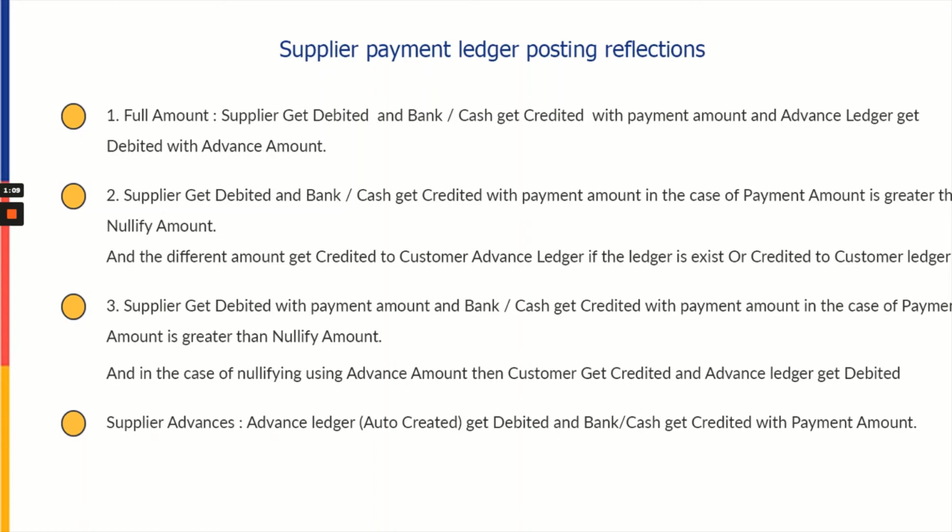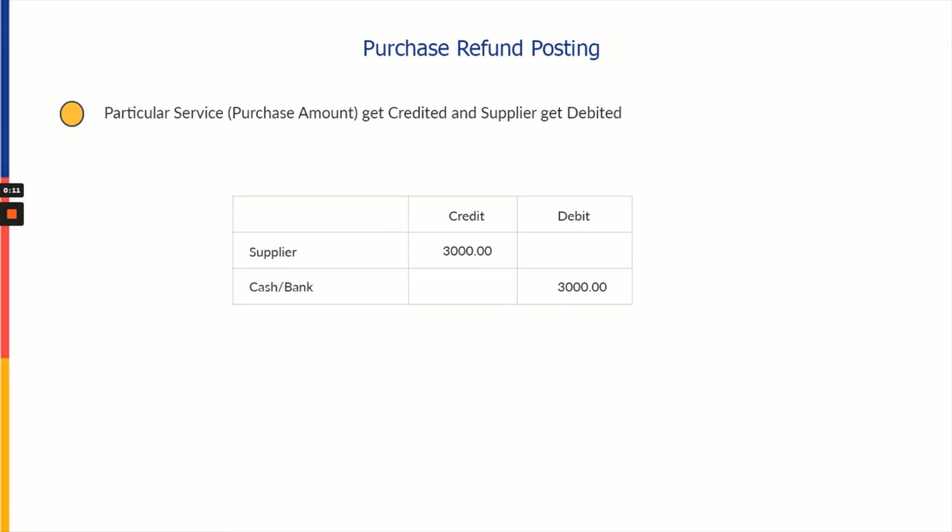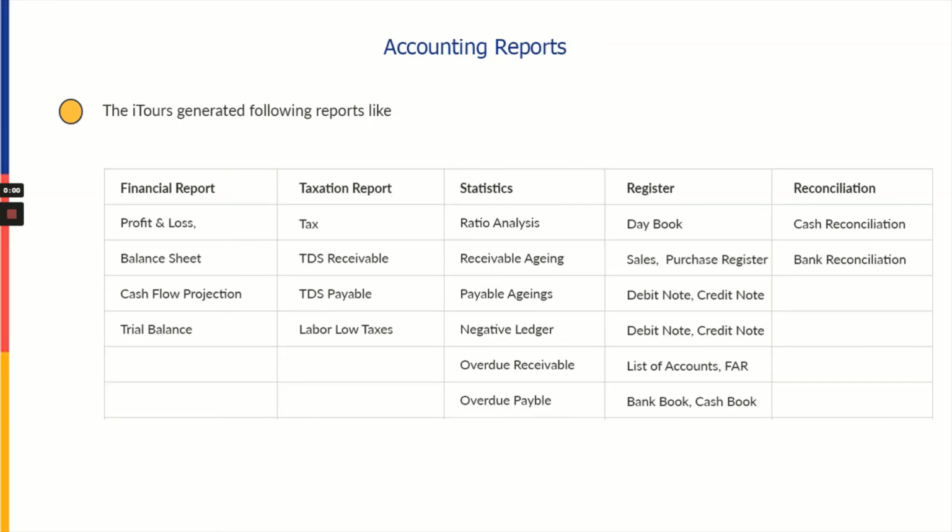Supplier advances. The advance ledger, which is auto created, gets debited and bank cash gets credited with the payment amount. Purchase cancel posting or cancellation charges. Following are the purchase cancellation postings. Purchase refund posting. In purchase refund posting, the particular service, that is the purchase amount, gets credited and the supplier gets debited.